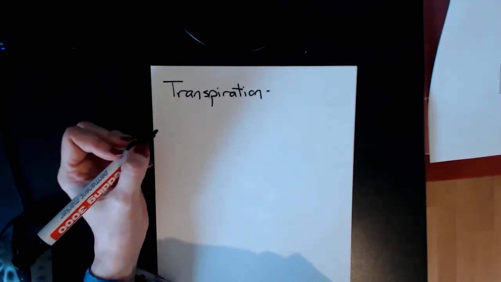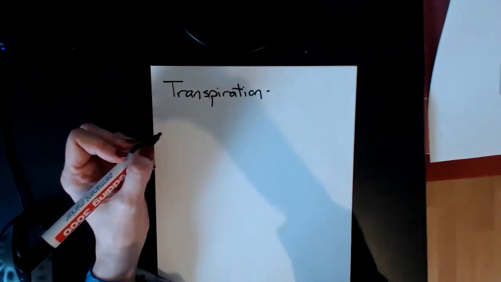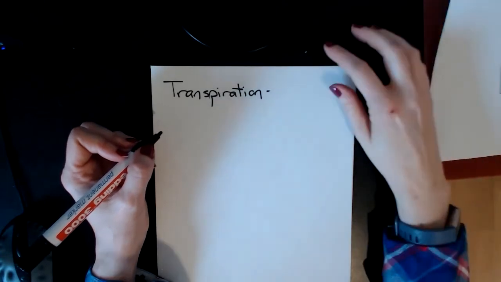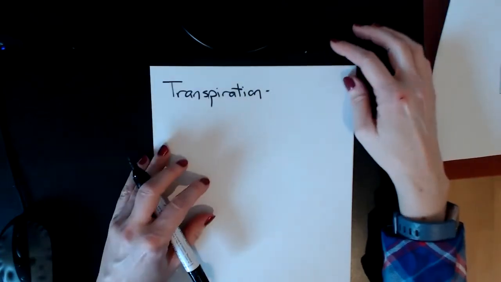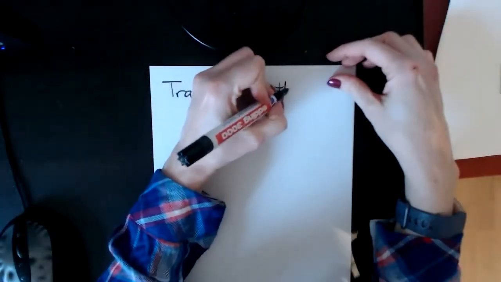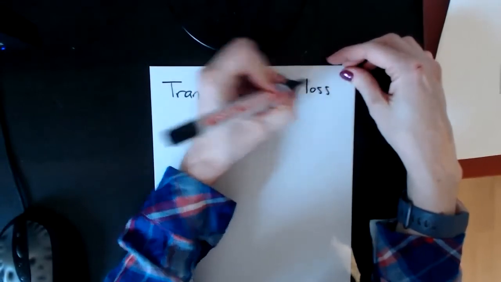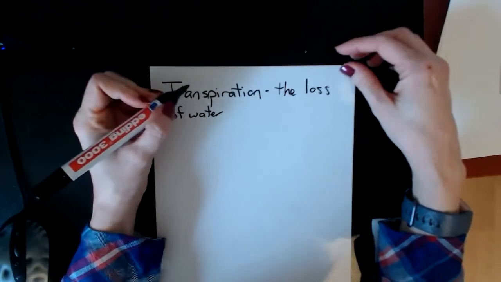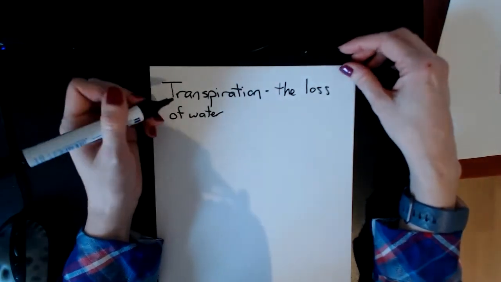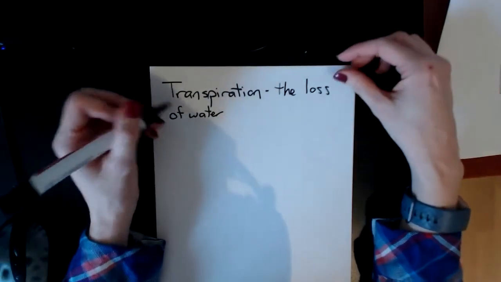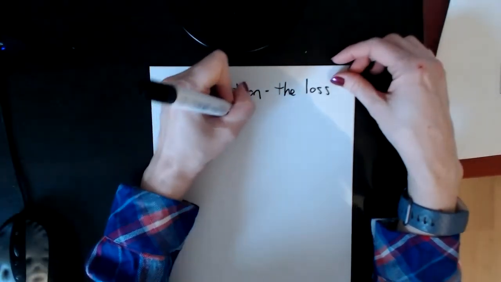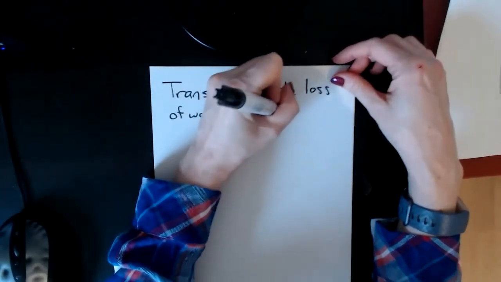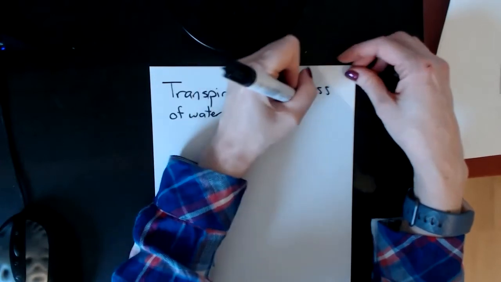Okay, so transpiration is the loss of water vapor from the leaves of a plant, all right? And that is a question that they sometimes like to ask. But the other thing is that it's important to separate it from the transpiration stream. So transpiration, the process itself, is the loss of water vapor from leaves, and that happens through the stomata.